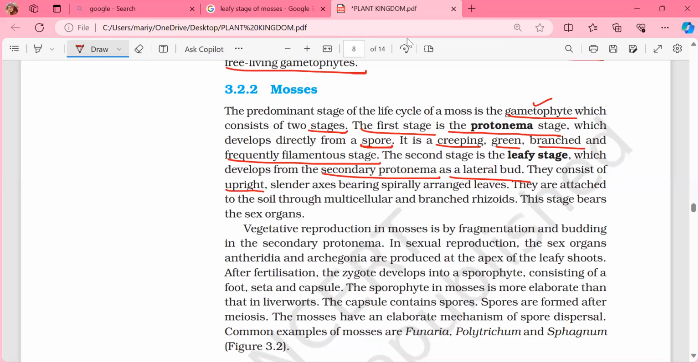So they consist of an upright, slender axis bearing spirally arranged leaves. Again, not true leaves. They attach to the soil through multicellular and branched rhizoids. This stage bears the sex organs. Obviously, this is the gametophytic stage, which here is divided into two, protonema and leafy stage. So they would only have the sex organs. This much is clear? Or is there any doubt? Clear.